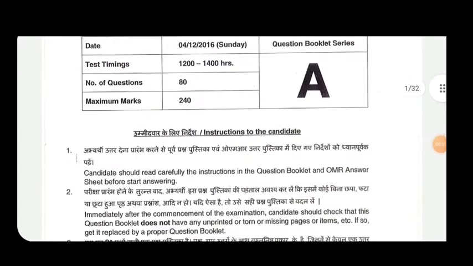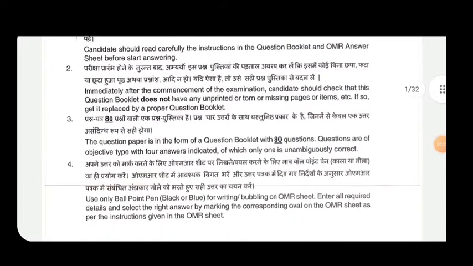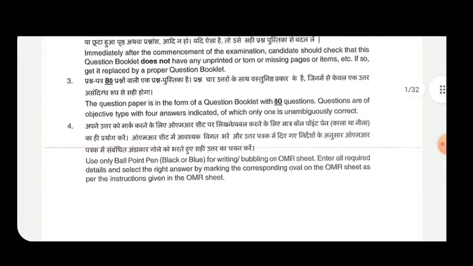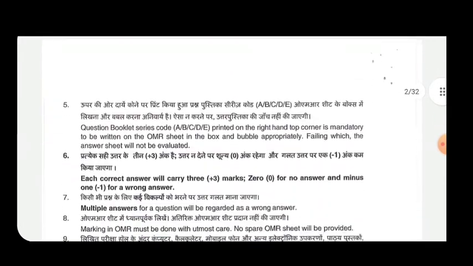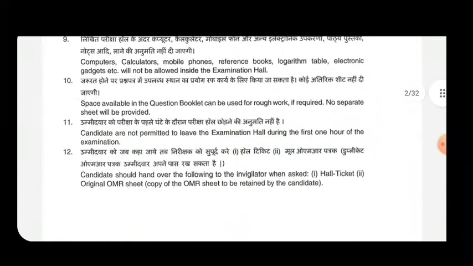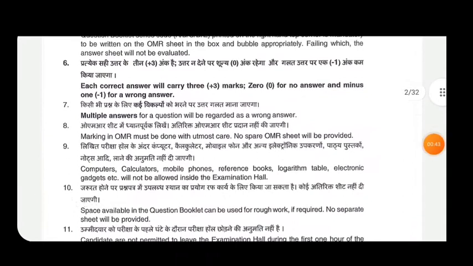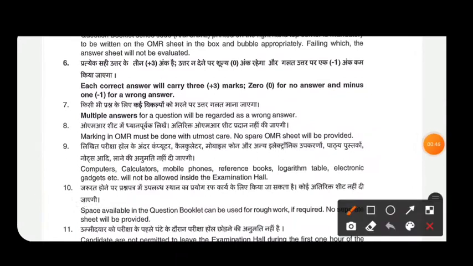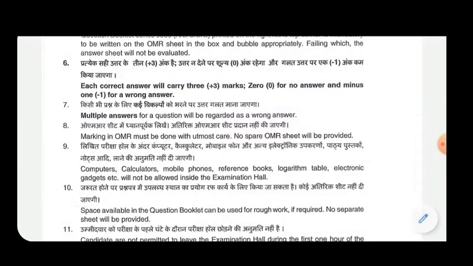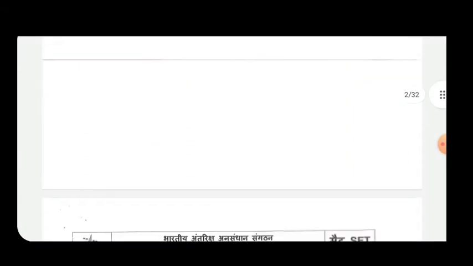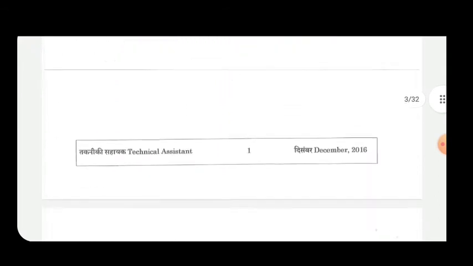So come to the first question. Before going to solve the questions, just read the most important instructions for the exam. Here it is given that for each correct answer you will get plus 3 marks, and for every wrong answer you will get minus 1 mark, and 0 marks for no answer. So this is the instruction. Now come to the first question.